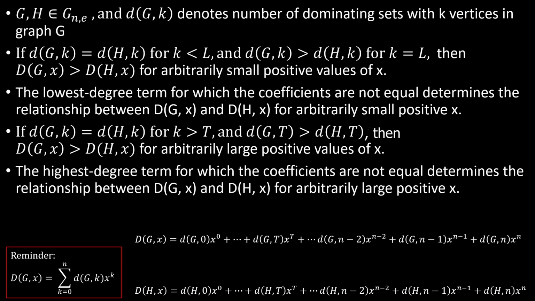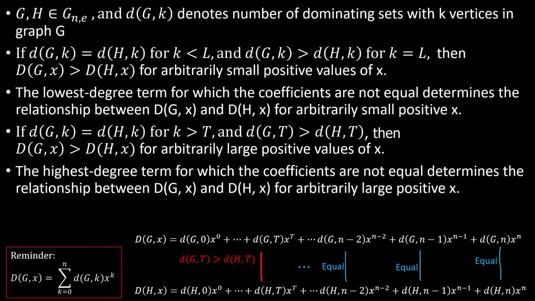Intuitively, as x gets arbitrarily large, the term that determines the relationship between d of G at x and d of H at x is the highest degree term for which their coefficients are different. Since the coefficients are the same for all k greater than t, and the coefficient for d of G at x is greater than that for d of H at x at the t degree term, then d of G at x will be greater than d of H at x for arbitrarily large positive values of x.